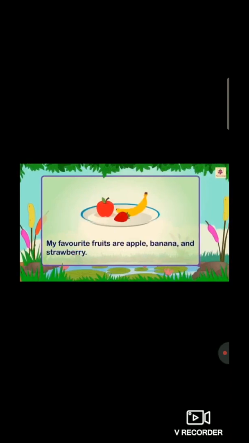Now look at the following sentence. My favorite fruits are apple, banana and strawberries. Here there are more than two items in the list. So students, now in the plate there are three fruits, apple, banana, strawberry, right? So we use comma for separating them. As you can see, my favorite fruits are apple, comma, banana, comma and strawberry.